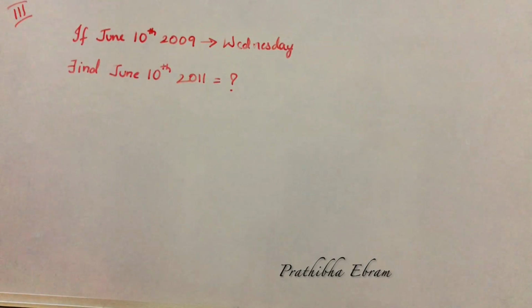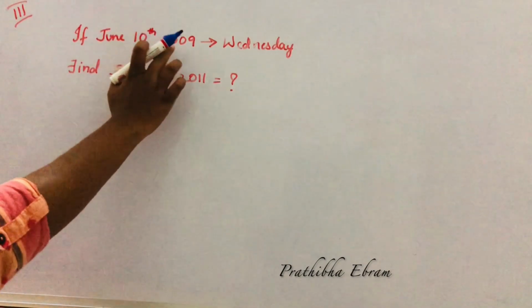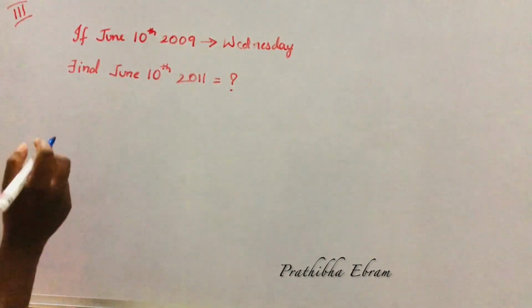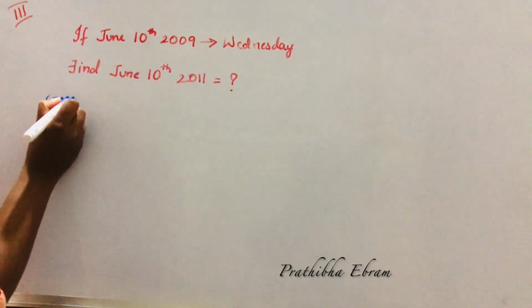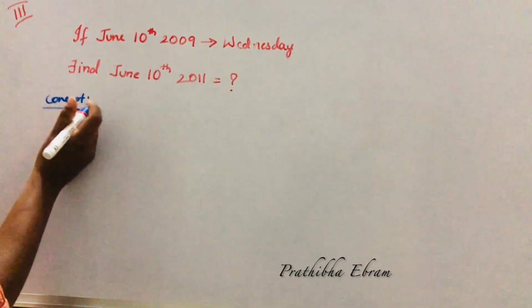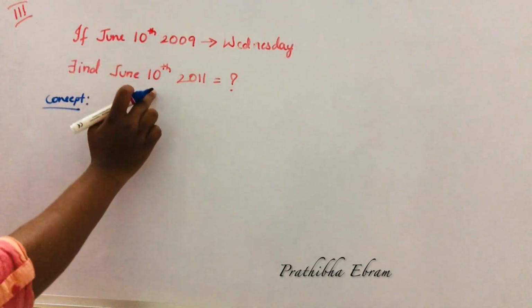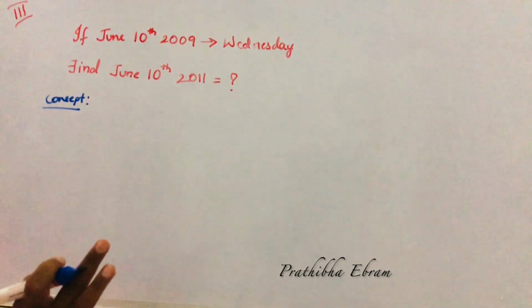Now let's see third model problems here. If June 10, 2009 is Wednesday, find June 10, 2011. Now let's see the concept here. If you observe here, the given months are the same, the given dates are the same. The only difference is the year, right?